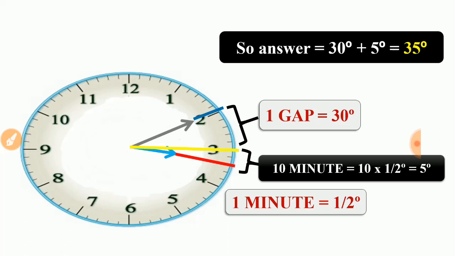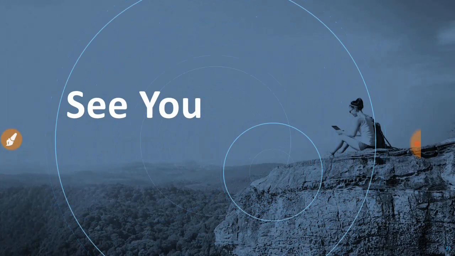Okay, after solving 1 or 2 or 3 questions, it will be a little easier for you. And always remember, one gap is equal to 30 degree and 1 minute is equal to half degree. And before solving any question, you have to draw a dial and find the movement of the hour hand from the reference line. Okay, so this is the topic of clocks.